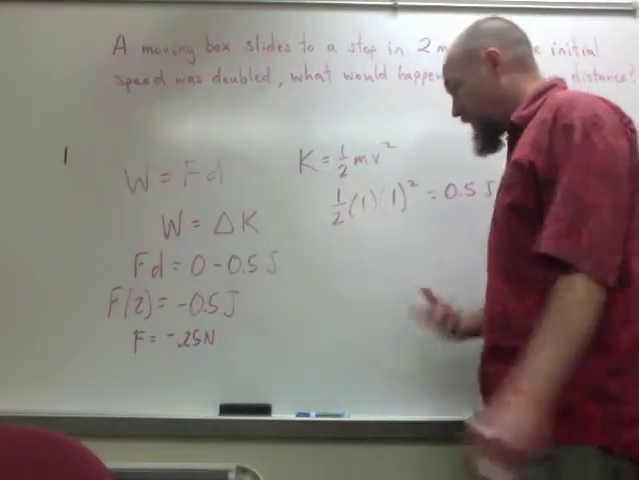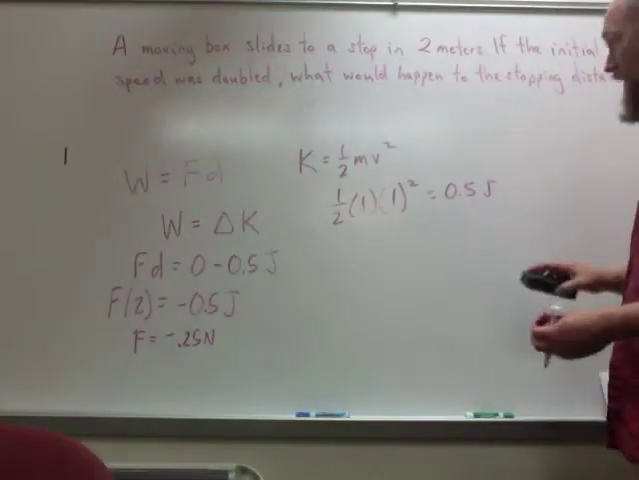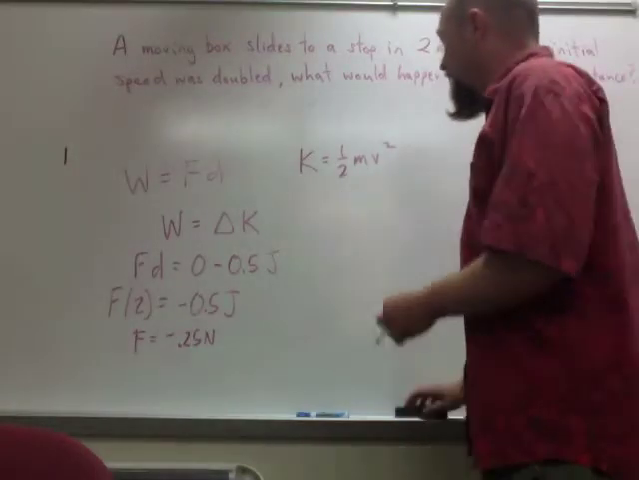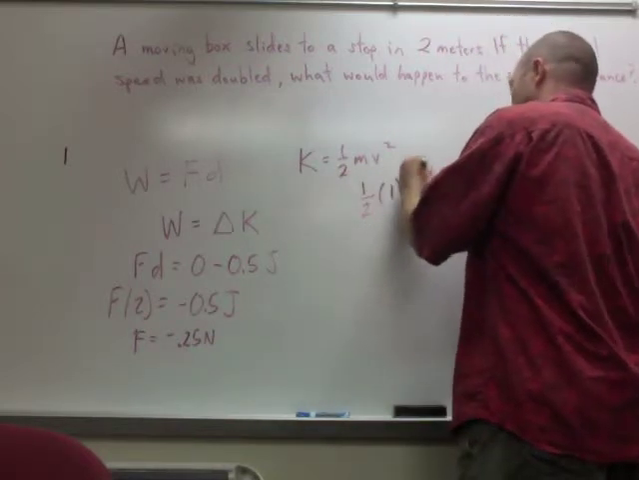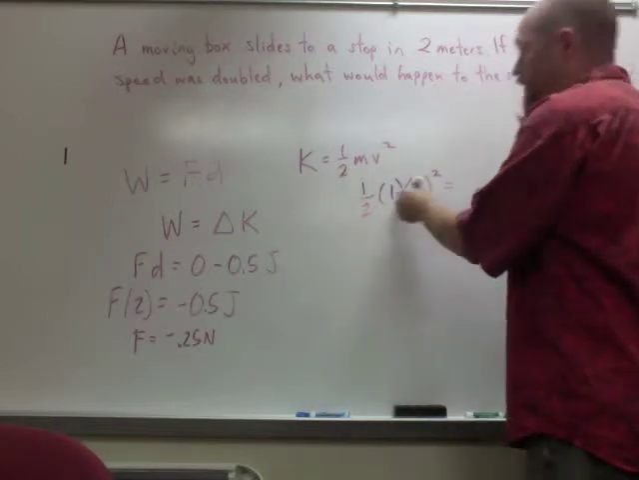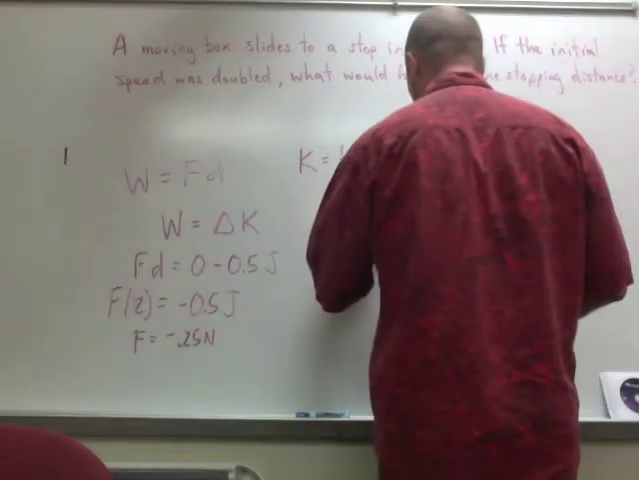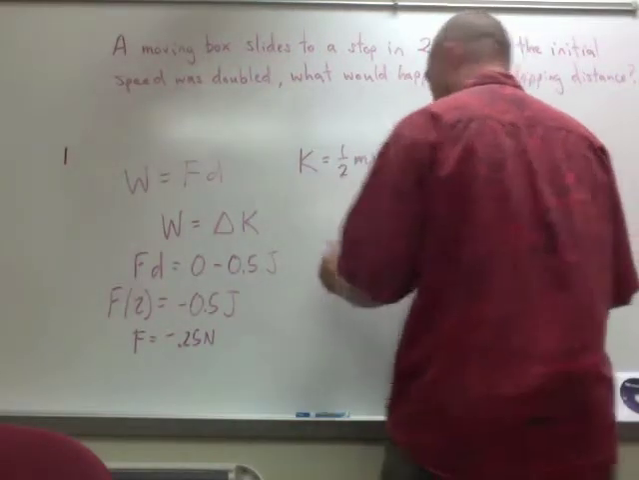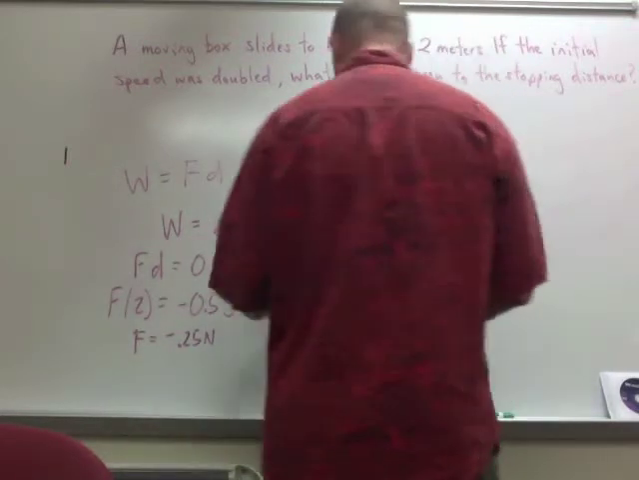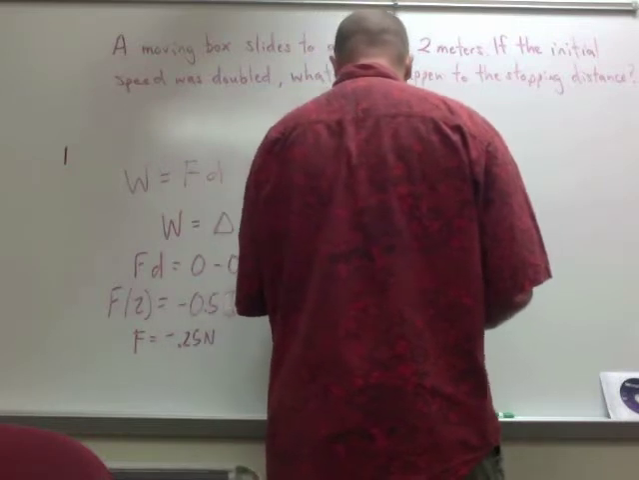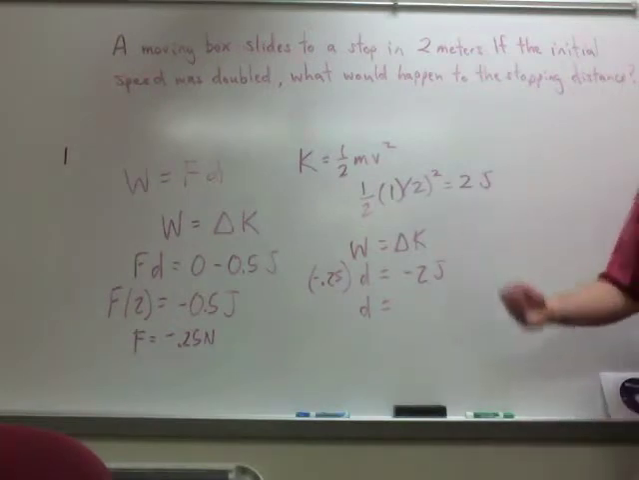Now I'm going to use numbers again and double my speed. If I double my speed, my kinetic energy is 1/2 times mass 1 times speed 2 squared. If I do the math, 4 times 1 times 1/2, that's 2 joules. So work equals change in kinetic energy, which is negative 2 joules. My force I already know is negative 0.25, and I can solve for my new D. When you do it, 8 meters.